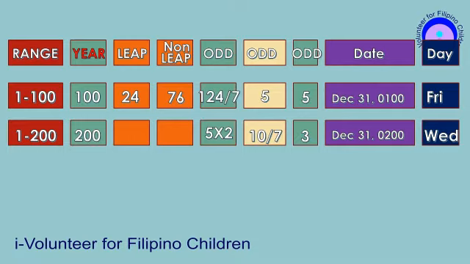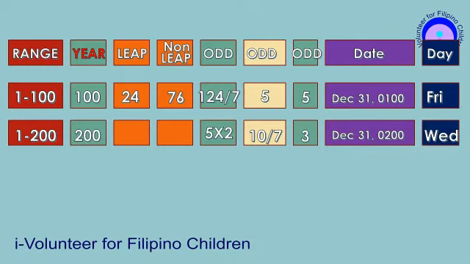Ito ay gagamitin natin sa susunod na centuries na darating. Sa first 200 years, kailangan lang natin i-multiply by 2 ang dating 5 odd days. 5 times 2 is equal to 10 divided by 7 at meron naman tayong remainder 3.